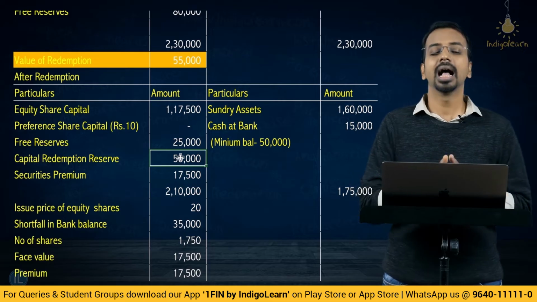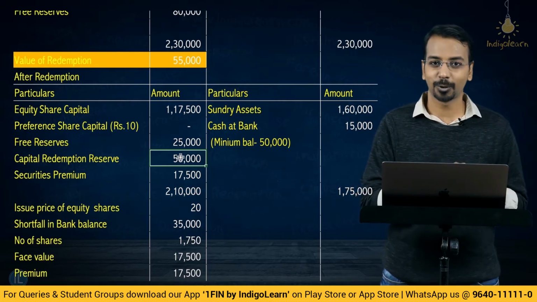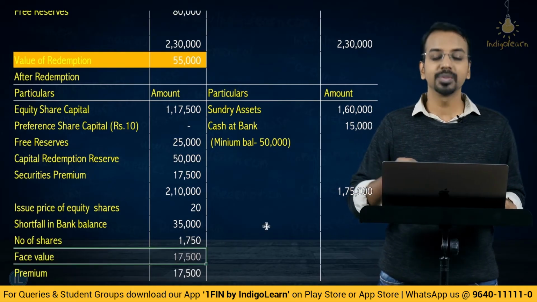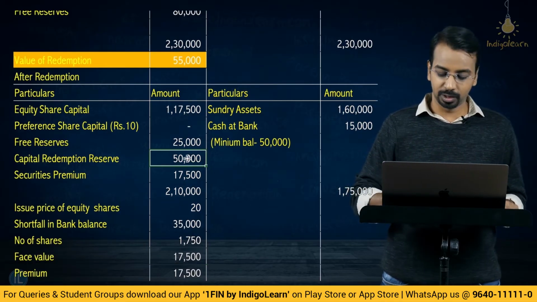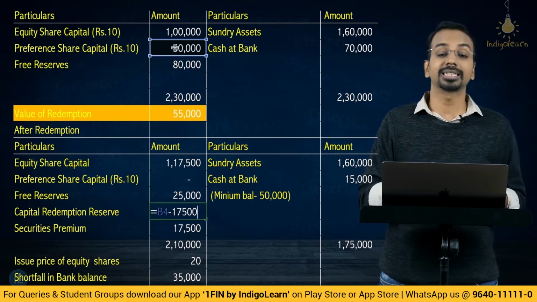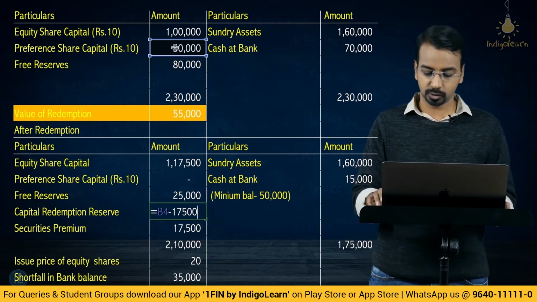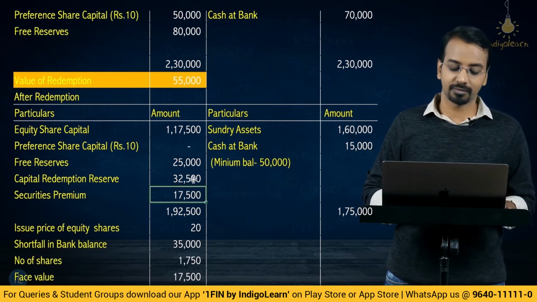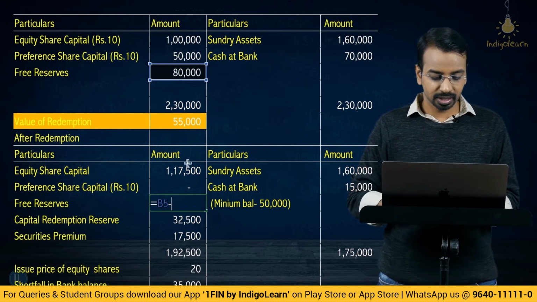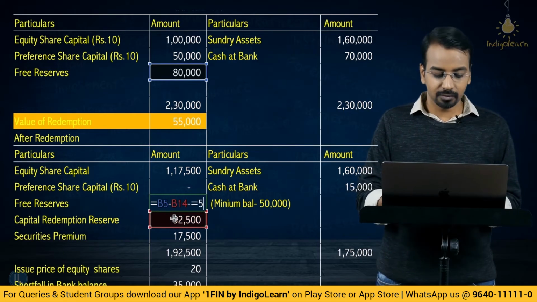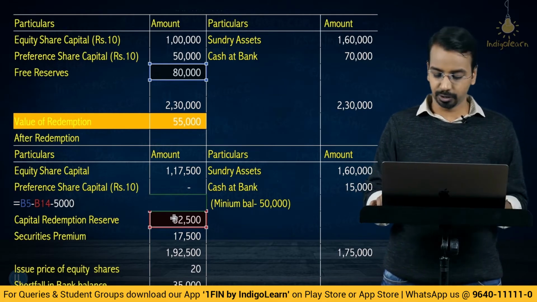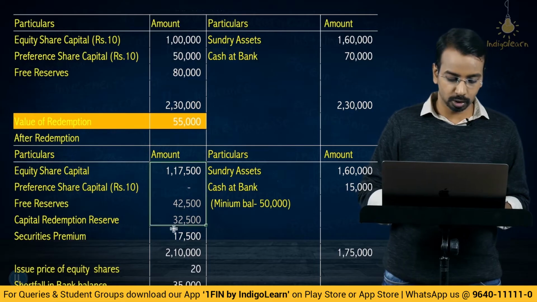Now, coming to CRR, I am not required to create CRR of 50,000 because out of 50,000, 17,500 is coming from the fresh issue of shares. So my CRR will be 50,000 minus 17,500, which has come from the fresh issue of equity shares. So how much is that? Only 32,500. So my free reserves reduction will be 80,000 minus 32,500 minus 5,000 of the premium which I am repaying on redemption. So this becomes 2,10,000, a total on the liability side.